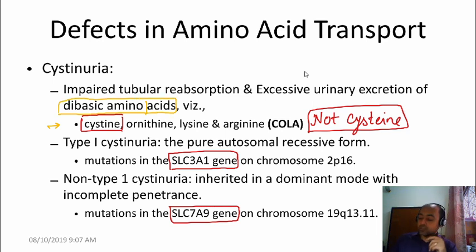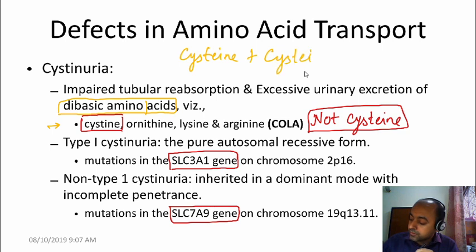The cysteine is monobasic. What is cystine? Two cysteine joined together will give you the cystine. So cystine is dibasic, whereas cysteine is monobasic. So that is the first disorder, the defect in amino acid transport of the dibasic amino acid. You can remember them by the mnemonic COLA.